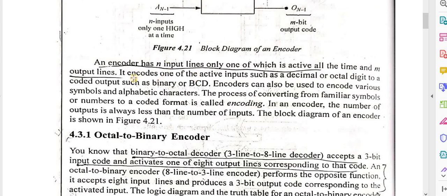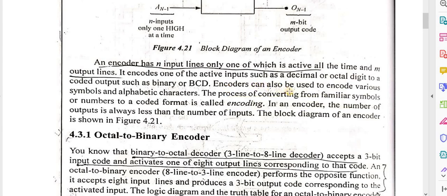Again, you can see the applications where encoders are used. This is very important, why we need this encoder combinational circuit. It encodes one of the active inputs, such as a decimal or octal digit, to a coded output such as binary or BCD. So this encoder can be used as a converter from octal to binary or BCD code.